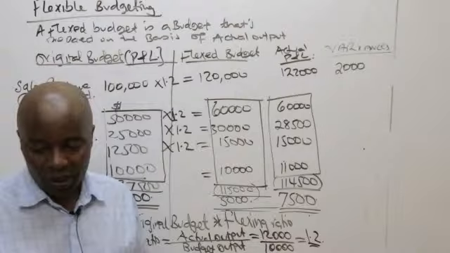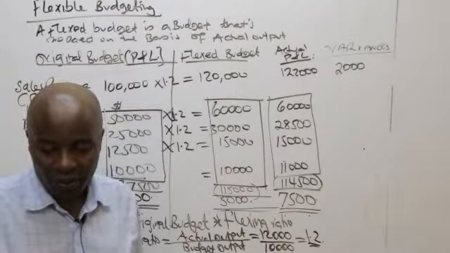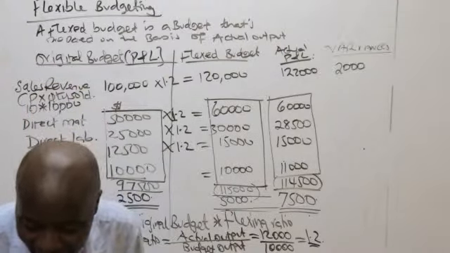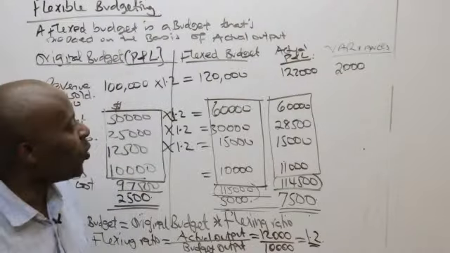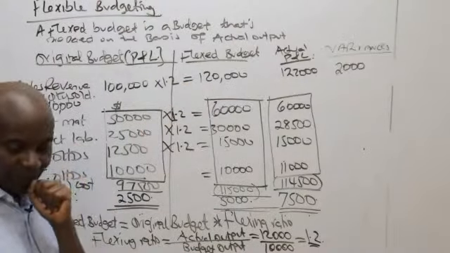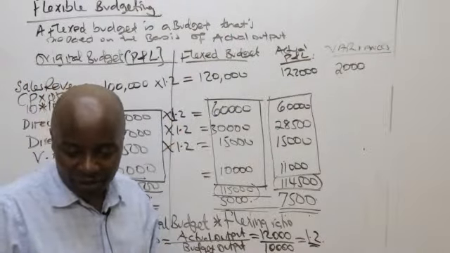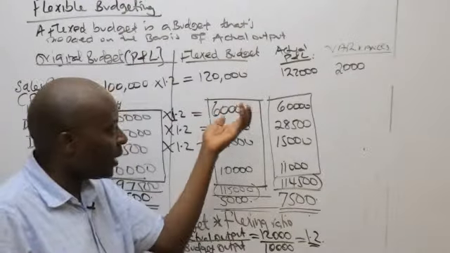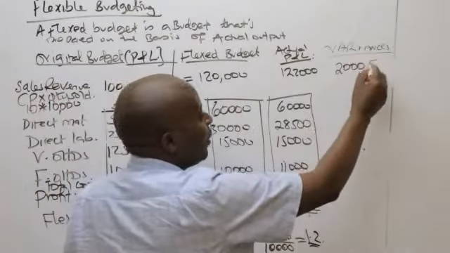Is this 2,000 adverse or favorable? Yes, most of them are saying adverse. I have Connie saying favorable. Look at this, ladies and gentlemen. We had budgeted to make 120,000, but we ended up actually making more. So in terms of sales revenue, if the actual sales is more than the budgeted, then we can't complain.